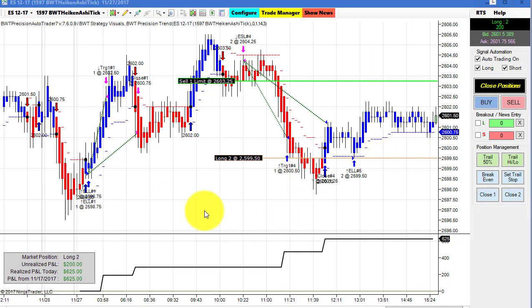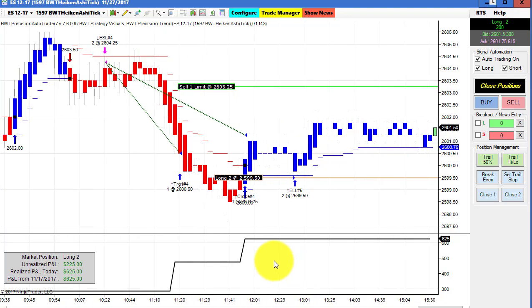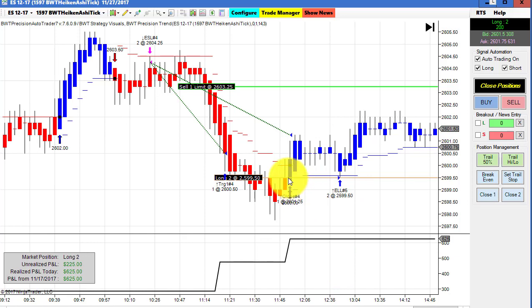Okay, I wanted to bring this chart over because this is in the midst of a live trade. This is the E-mini S&P on a 1597 Heikin-Ashi tick chart, and we have a closed P&L of 625, and an open P&L of about 200 or so. And here is the open trade, this long position here. We're long at 2599.50, and the market is trading at 2601.50, so we're up about 2 points.